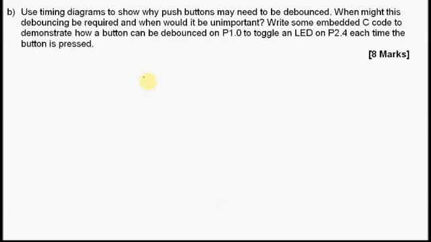Okay, our next question is on debouncing. So firstly, use timing diagrams to show why a button may need to be debounced. We're talking about when it might be used, when it might not need to be used, and then write some C code to show how we can do some debouncing. So first, a timing diagram. When we press a button, we invariably get something like this. Goes up and down for a few cycles, and we can label this. This is when the button was pressed. And what we've got here is our bouncing.